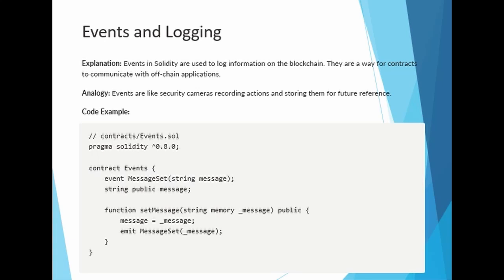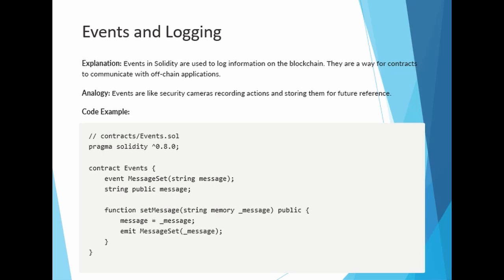Events in Solidity are used to log info on the blockchain. They are a way for contracts to communicate with off-chain applications. The events are like security cameras which store the data for future reference.